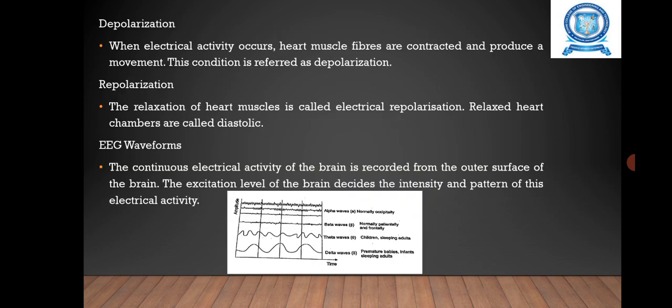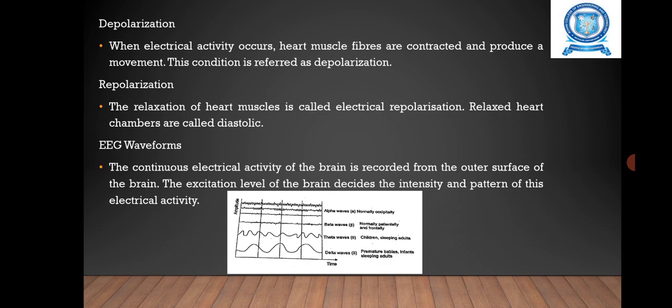Here we have two polarizations. First one is depolarization. When electrical activity occurs, heart muscle fibers contract and it provides a movement. This condition is referred to as depolarization. Then the next one is repolarization. The relaxation of heart muscles is called electrical repolarization. Relaxed heart chambers are called diastole.